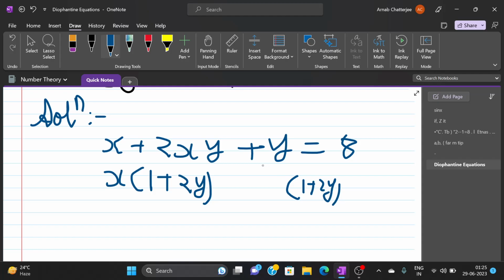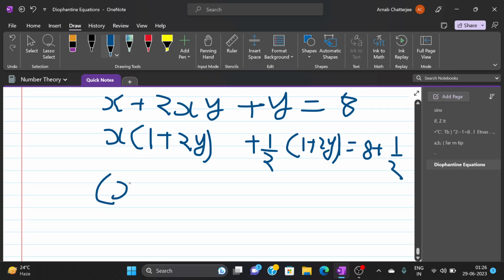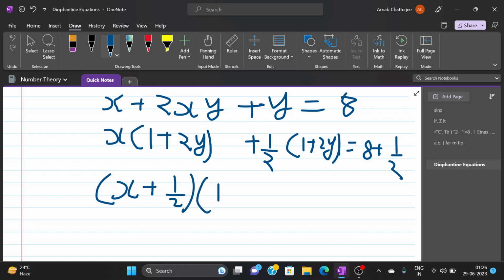Now what I need is a plus y. So I will multiply this with a half. This will make it a y, right? 1 by 2 plus y on multiply. And since I am generating a 1 by 2 extra here, I will have to add it on the right hand side also. So this becomes 8 plus 1 by 2. So now my equation turns to x plus 1 by 2 into 1 plus 2y, and this is equal to 17 by 2.